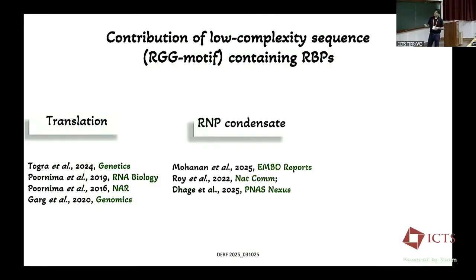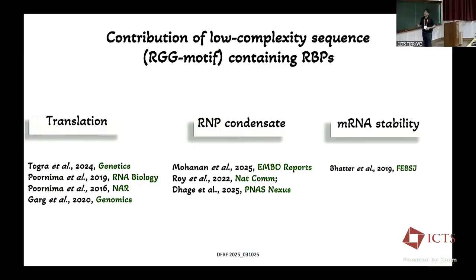We have also looked at their role in RNP condensates in general, P-bodies and stress granules. One of the important findings was that these low complexity sequences could also act as a disassembly factor for P-bodies. This was unexpected because often these repeats are implicated in the assembly of these structures. We found an example where it is important for disassembly. We have also looked at the implication of these proteins in mRNA stability. I'm not going into the details of that.